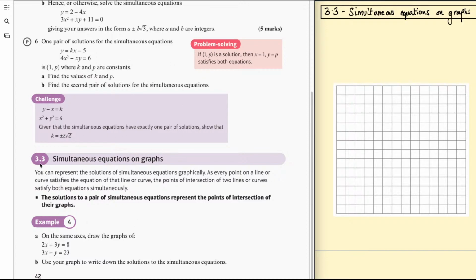We're still on chapter 3, section 3.3, simultaneous equations on graphs. We've talked about solving simultaneous equations and solving quadratic simultaneous equations. And now we are going to be graphing them. So think about those solutions we're coming up with for the quadratic simultaneous equations. Those solutions represent where the straight line and the quadratic intersect.